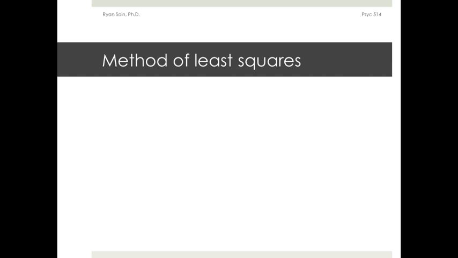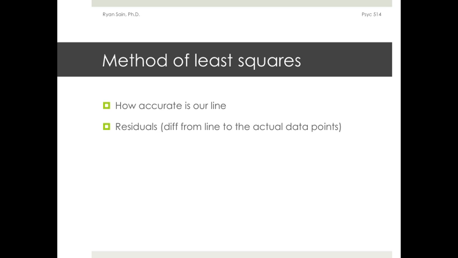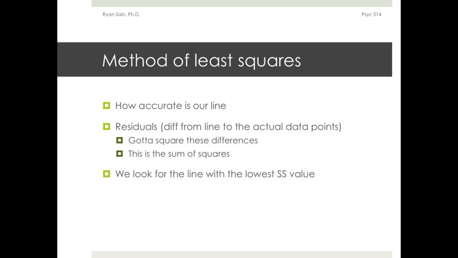So let's look a little more at that method of least squares. Right? Essentially what we're doing is asking how accurate the line is. Residuals are the difference from the line to the actual data points. So we've got all our real data points out there. We're going to draw a line through it, right? Then we're going to square those differences, otherwise everything's going to add up to 0. This is the sum of squares. We're ultimately going to look for the line with the lowest sum of squares value.